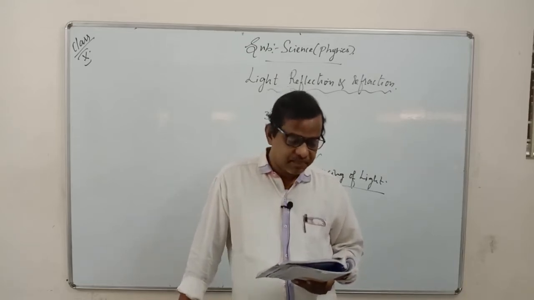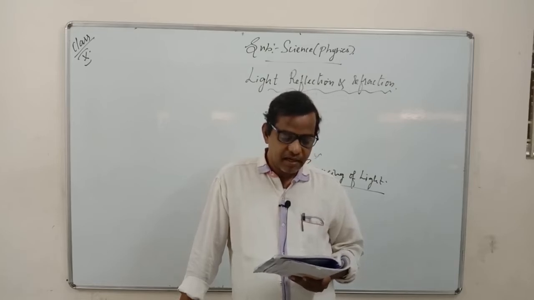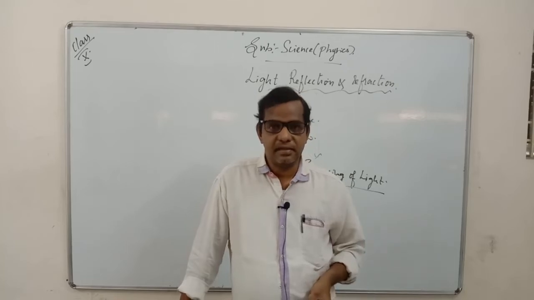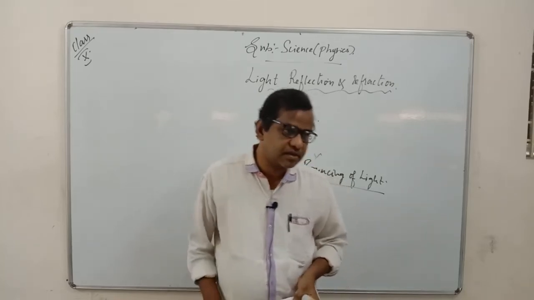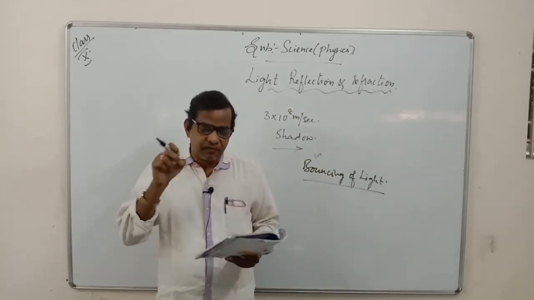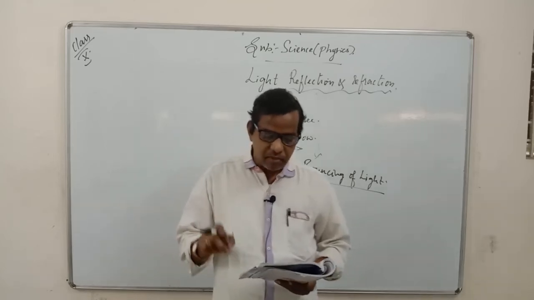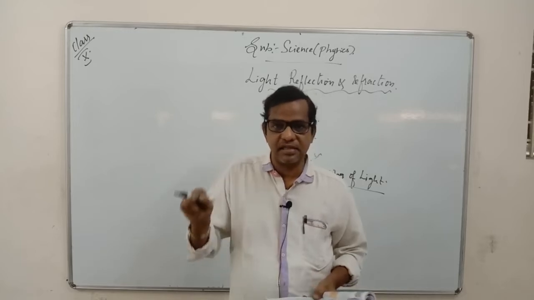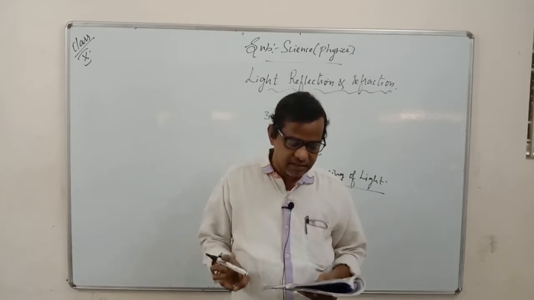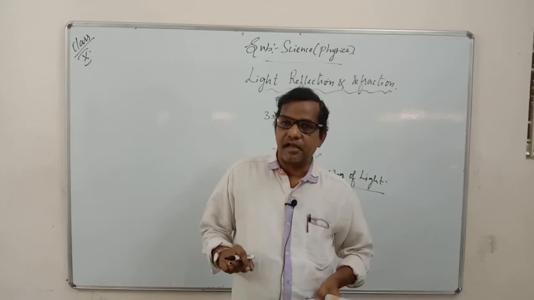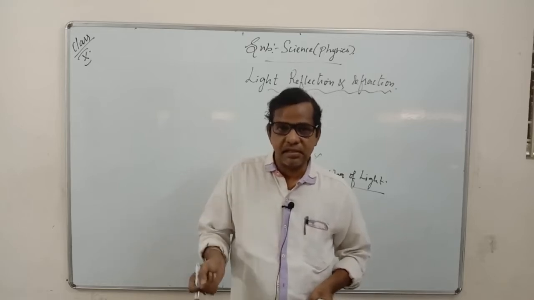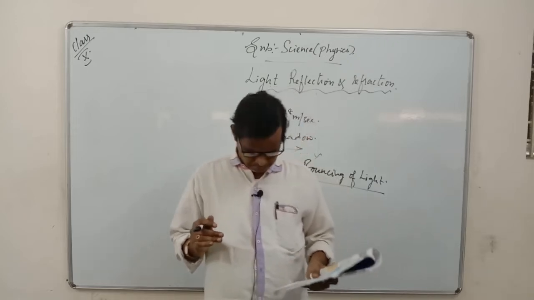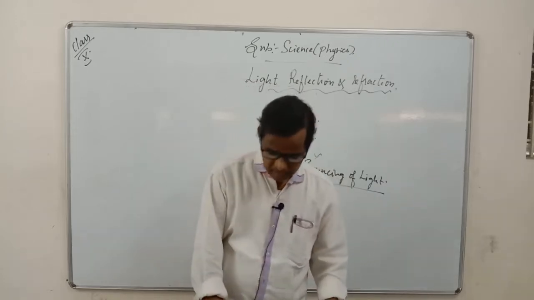The second law says the incident ray, the normal, at the point of incidence, and the reflected ray all lie in the same plane. One thing you have to remember is that the incident ray, the reflected ray, and the normal always lie in the same plane. One is the incident ray, second is the normal at the point of incidence, and third is the reflected ray. So all these three lie in the same plane.